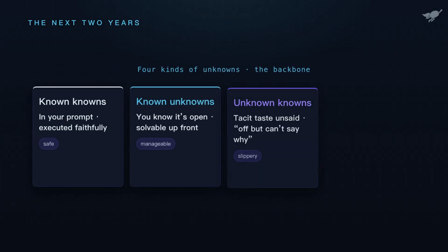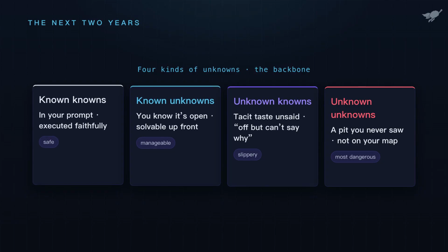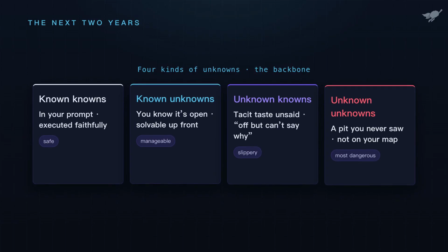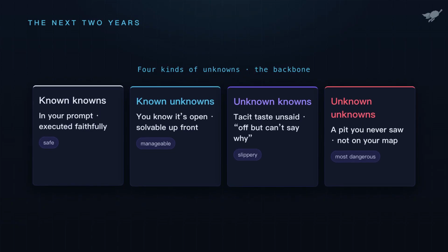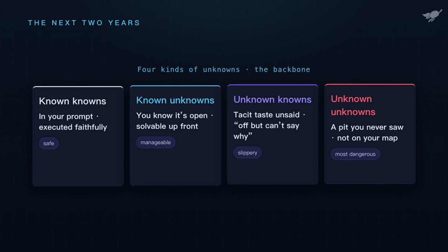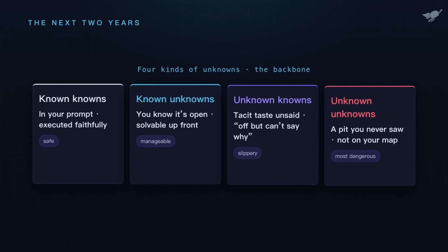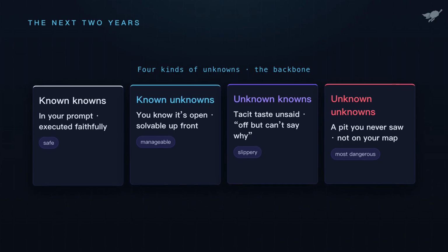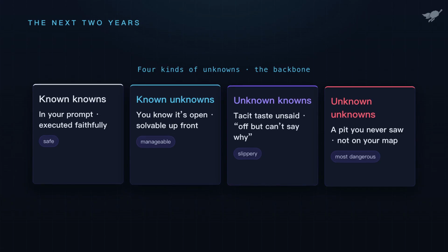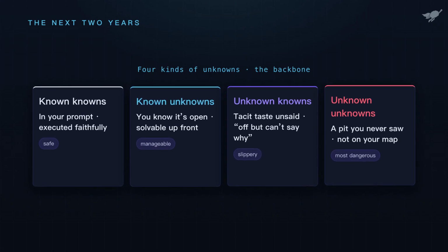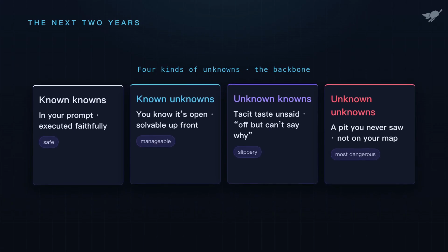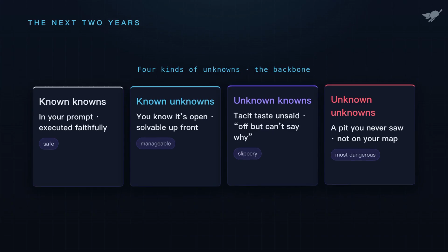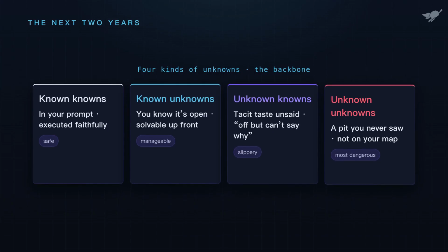So what exactly is an unknown? He splits them into 4 types, and that is the backbone of the whole article. Type 1, known knowns. The stuff you wrote into the prompt, the stuff you told it explicitly. That part it executes faithfully. Type 2, known unknowns. Things you know you haven't figured out yet. Like I haven't nailed down the boundaries of this feature, or I'm not sure which approach fits better. You know it is there, and you still have a chance to resolve it before you start.